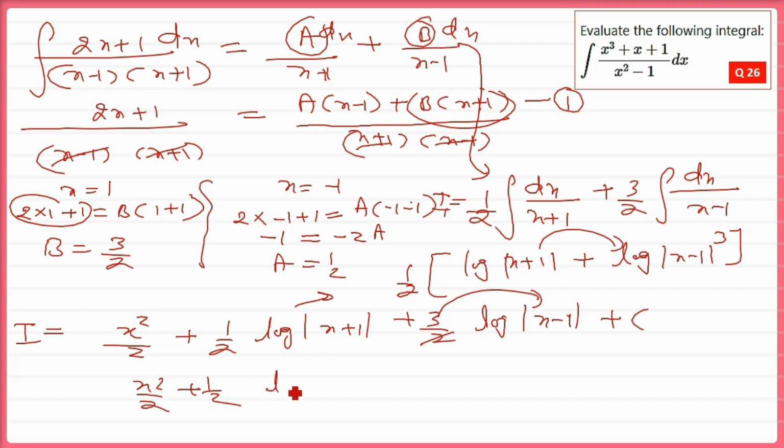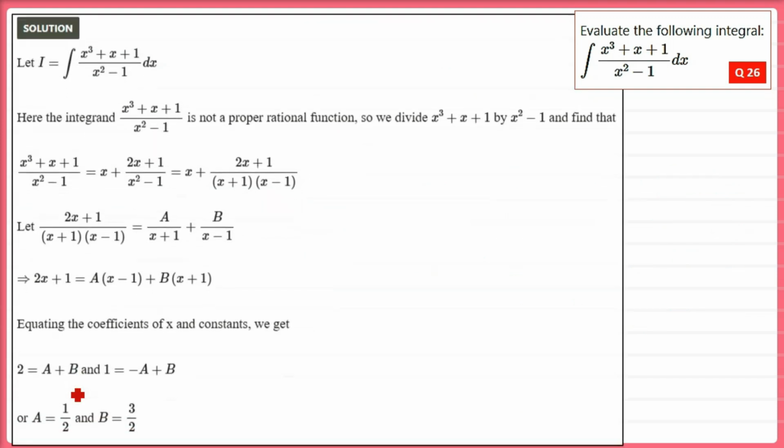This will be log a into b. So this will be log of x plus 1 into x minus 1 whole cube, inside a modulus, plus constant of integration. This is your final result. So you could have finalized the penultimate equation, but this is also true. Now this is how you have to do it.